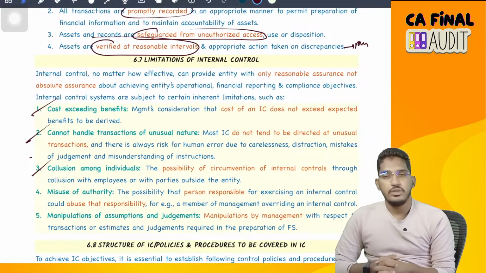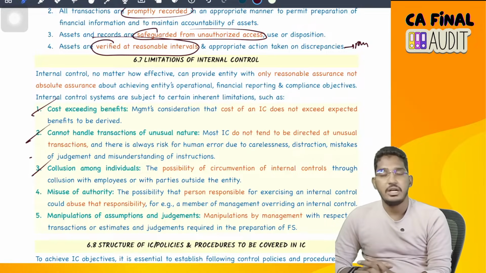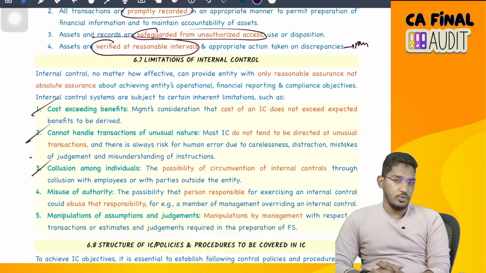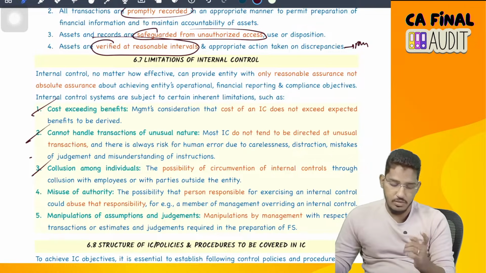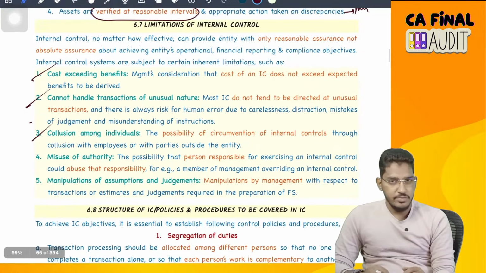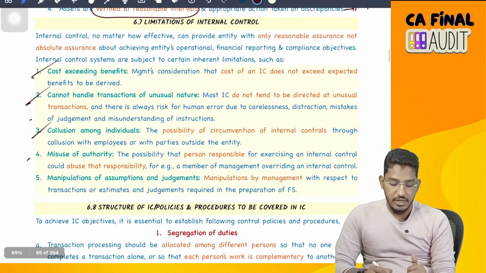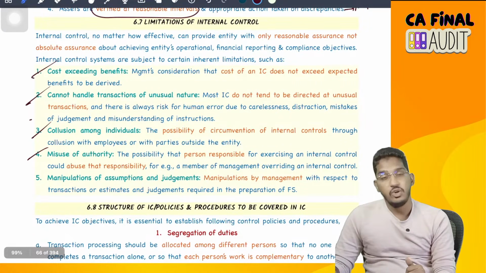But what these people will do is, multiple people collude with each other, and they might make the internal control fail altogether. Like a cashier and an accountant might collude with each other, and they can make the internal control go wrong. So collusion will always be possible, which can make the internal control fail. Or misuse of authority, generally by top level management.